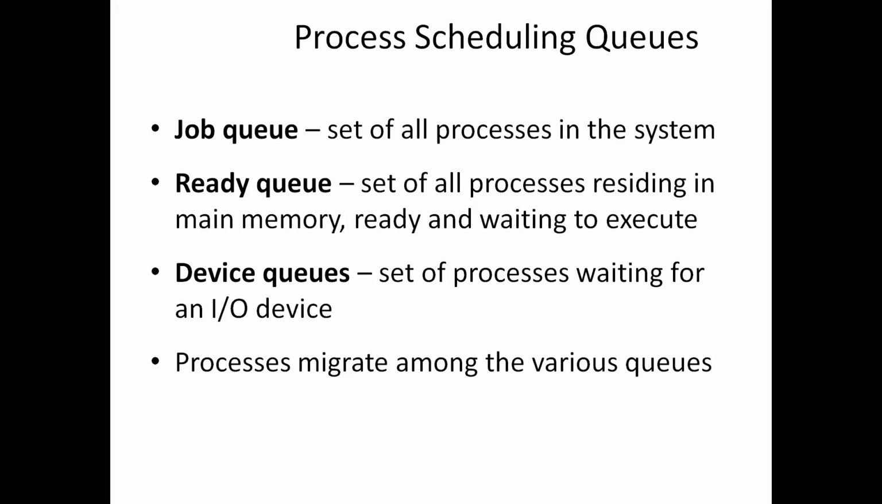The processes that are placed in the main memory and are ready and waiting to execute are placed in the ready queue. This is in the form of a linked list. The header consists of a pointer to the first process control block, and the tail points to the final process control block in the list. Each process control block consists of a pointer field that points to the next process control block. We'll see it with the diagram.